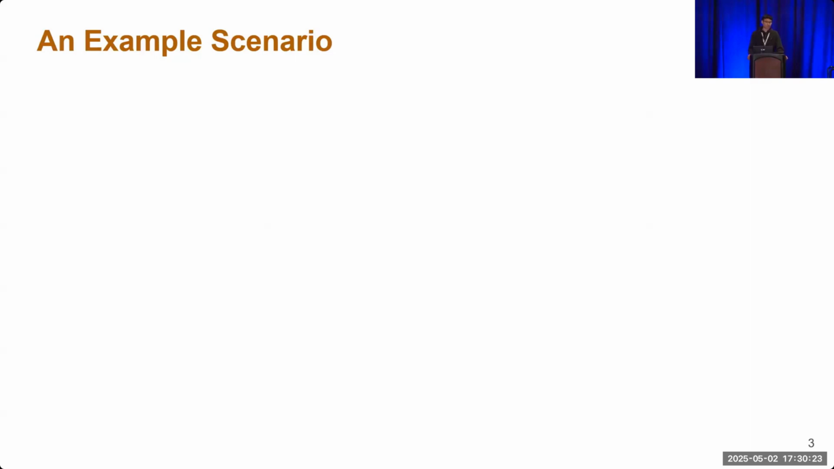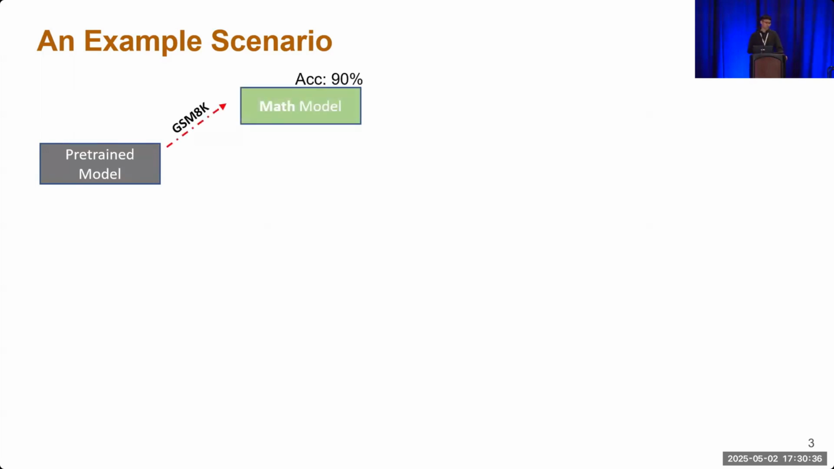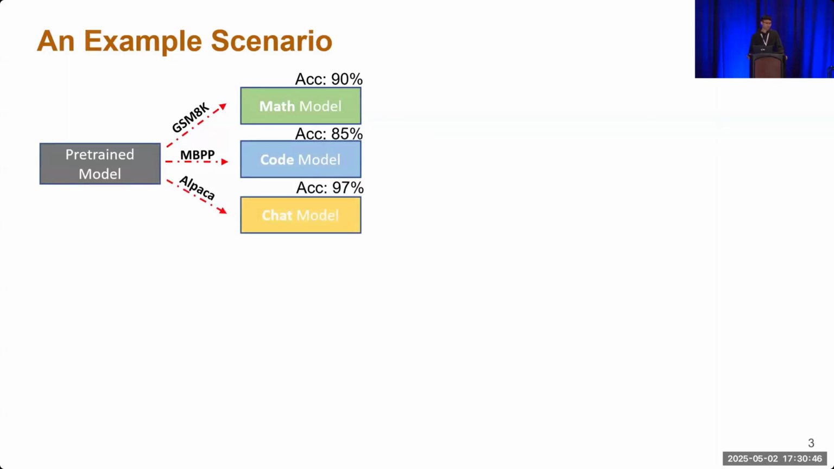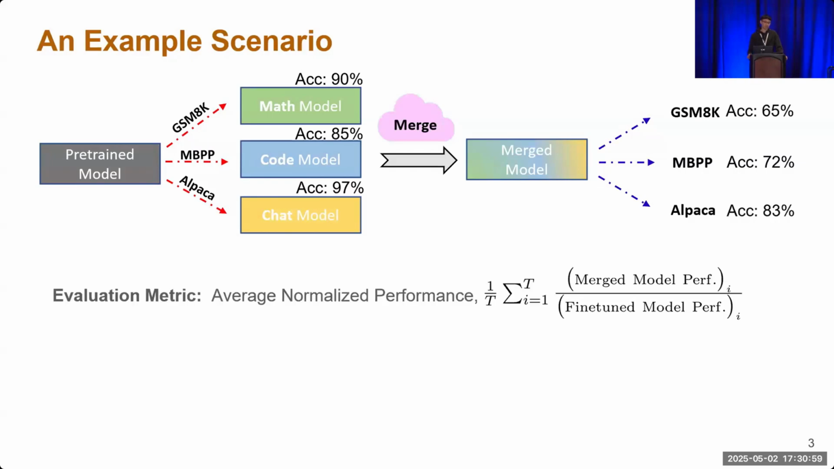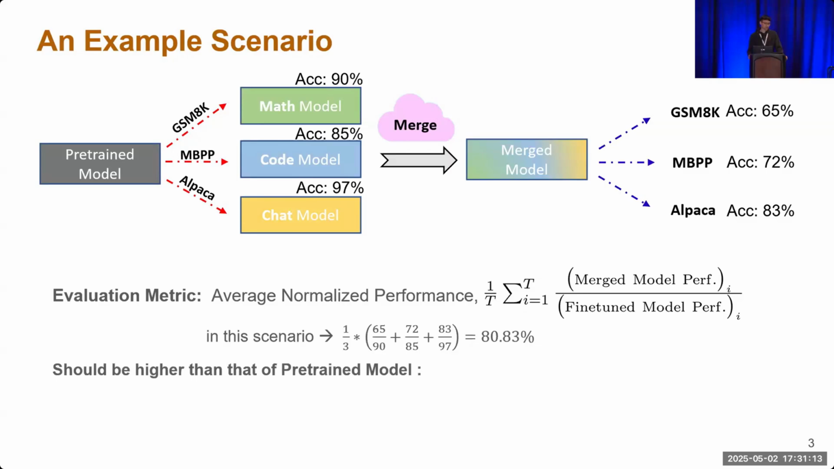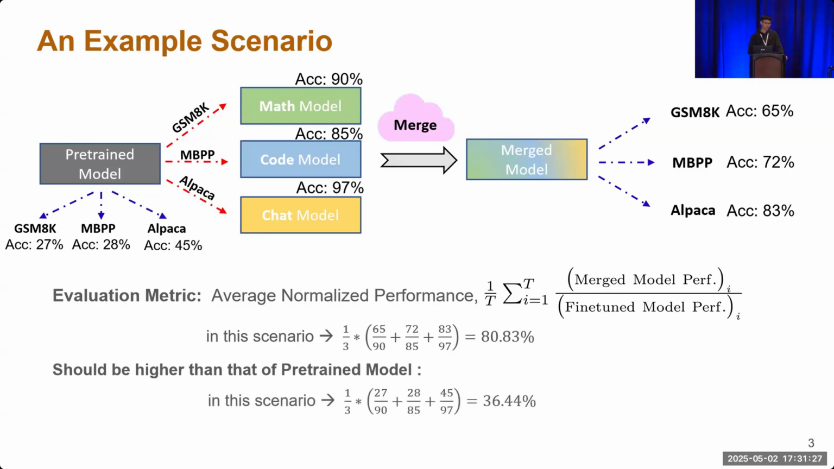To get an understanding of what model merging looks like in the real world, let's do a simple demo. First, we fine-tune a language model on GSM8K to get a math model with accuracy 90%. Same things go for MBPP and Alpaca to get a code model and a chat model. Then we perform a certain merging algorithm on these three models, and finally evaluate the merged model performance on the original tasks. To decide how good the merging algorithm is, we simply calculate the average normalized performance of the merged model. In this scenario, it would be 80.83. An interesting point to note is that the average normalized performance of the merged model should be higher than that of the pre-trained model. So, for example, in this scenario, we go back to evaluate the pre-trained model on these three tasks and check that the merged model performance is indeed higher than the pre-trained.